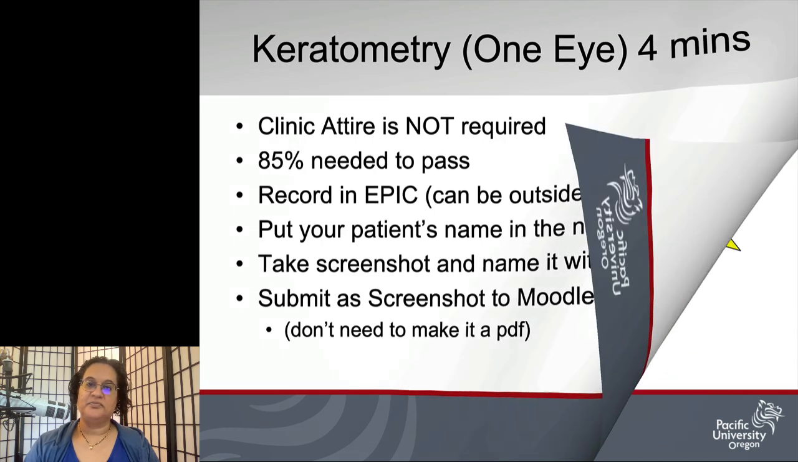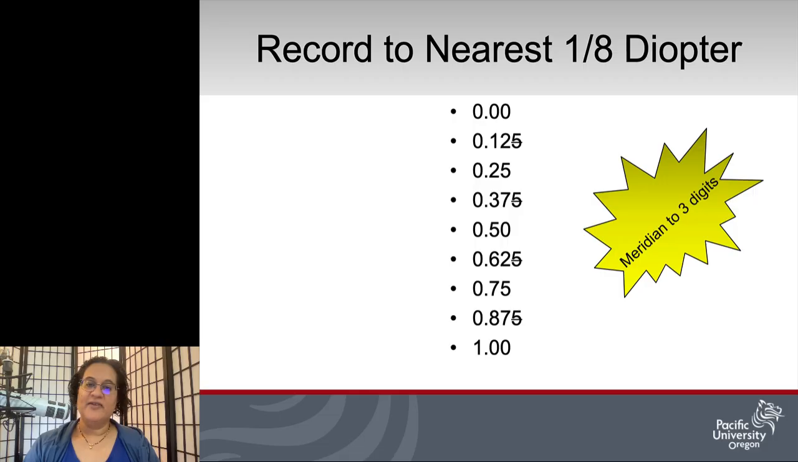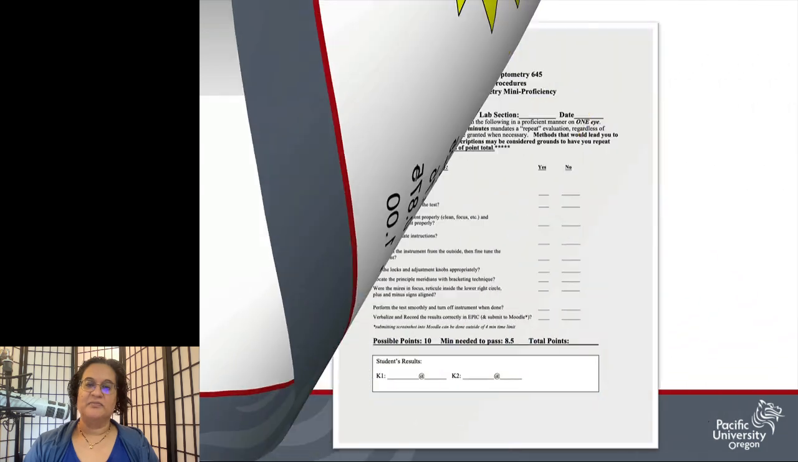When you do record your findings for keratometry, you need to record the diopters to the nearest eighth. And you can bring a Post-it note in with you if you want, with the eighth diopters listed on that Post-it, so that you don't need to be nervous about remembering how to do that. Make sure you also record the meridians to 3 digits. So if your meridian is 007, you don't just write down 7, but you write out the full 3 digits when you're recording in Epic.